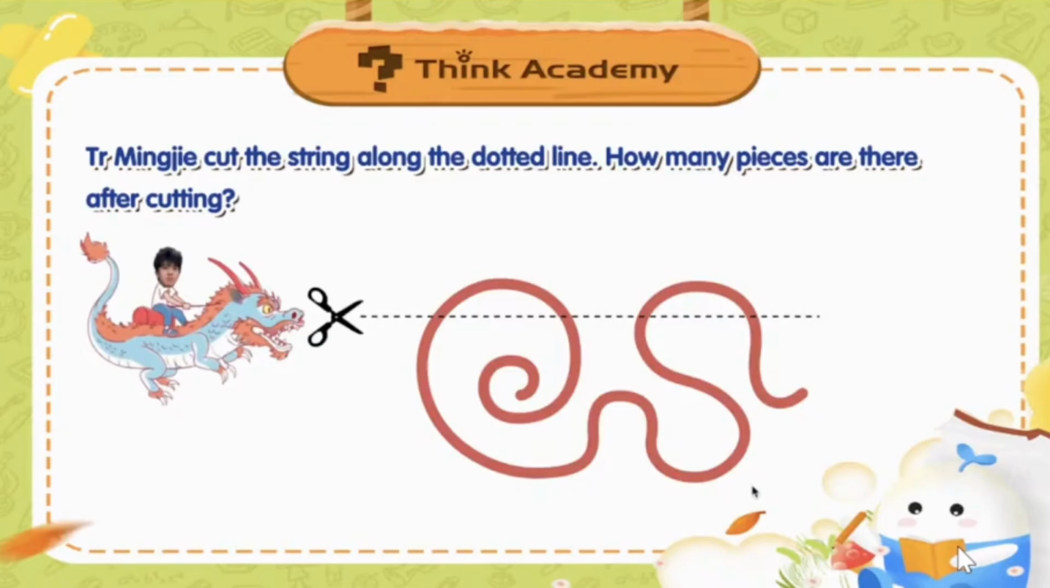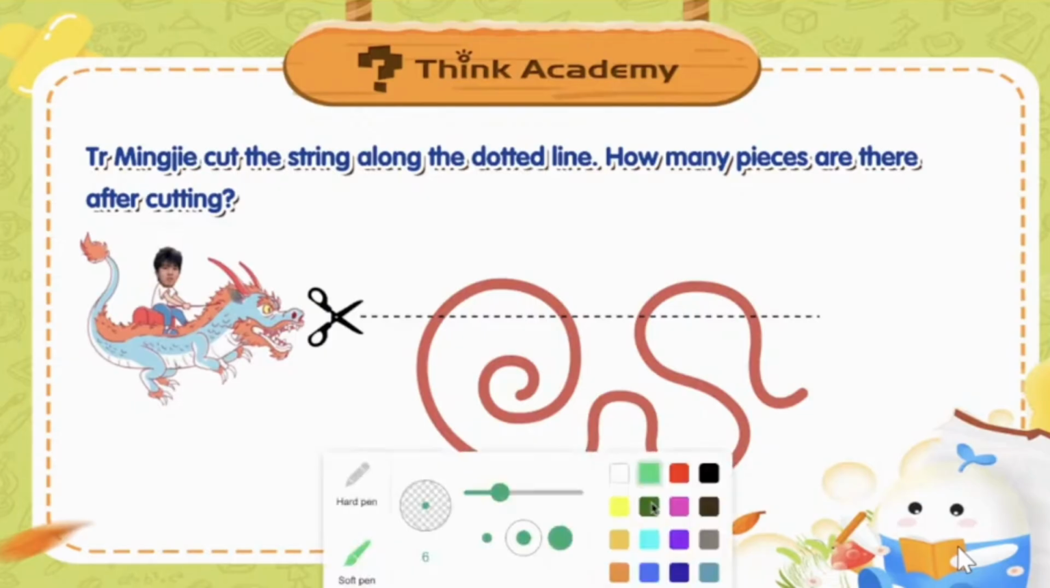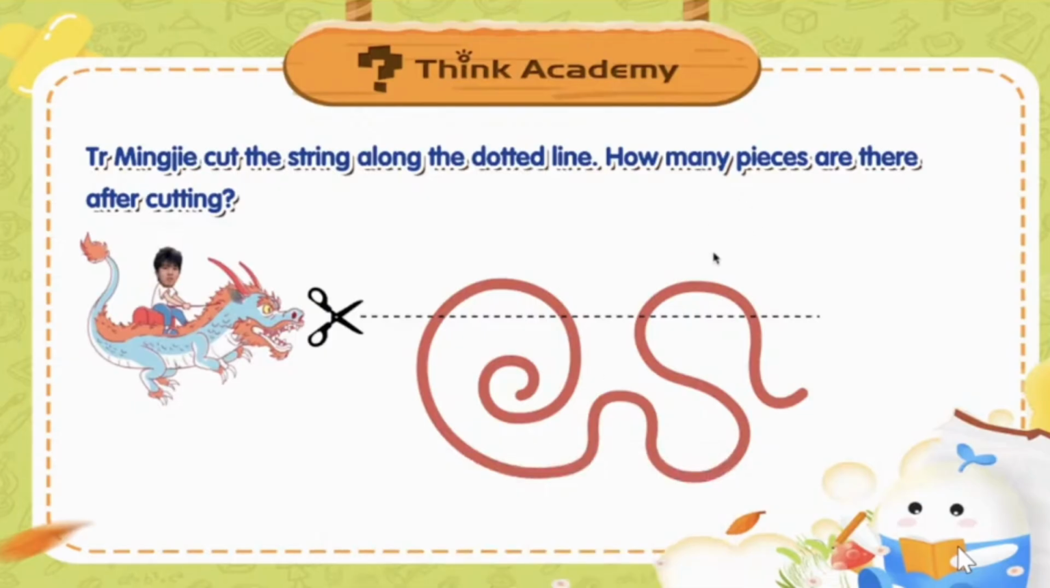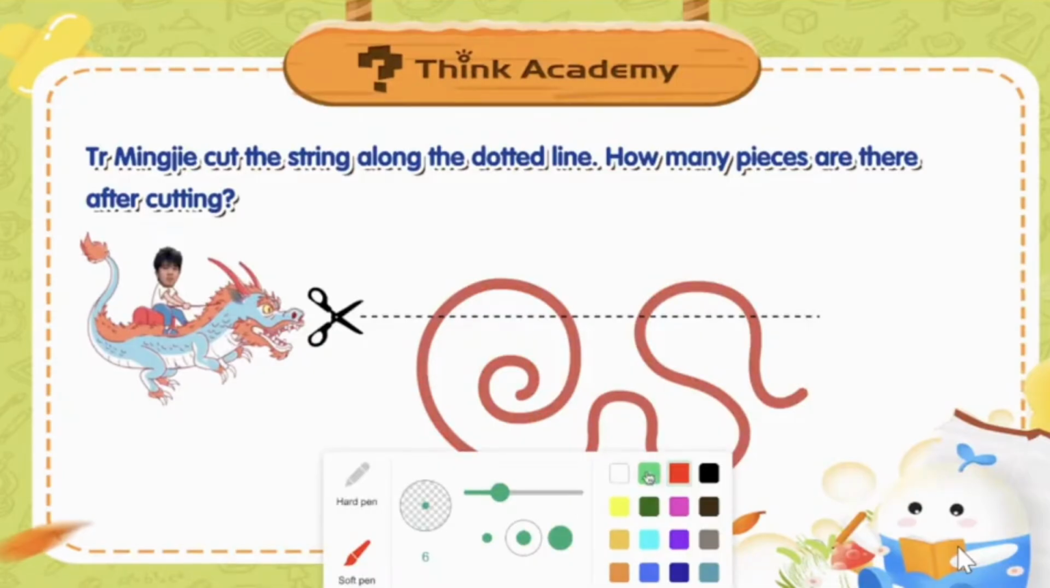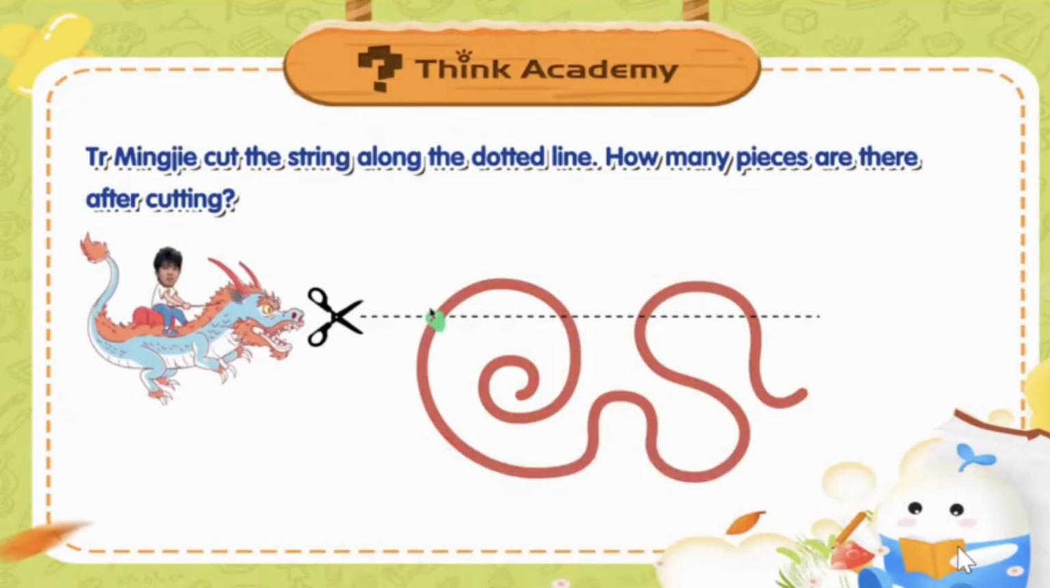You see, Teacher Mingjie cut the string along the dotted line. How many pieces are there after cutting? You can see this time the string is just like the whole item, like the rod. And we need to count how many cutting points are there. 1, 2, 3, 4. These are just like the intervals, right? So can you tell me how many pieces are there? There will be 5. Because the number of items is just the intervals plus 1, right?